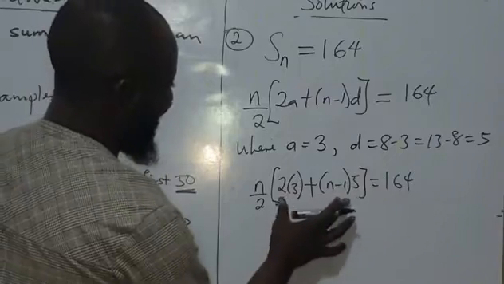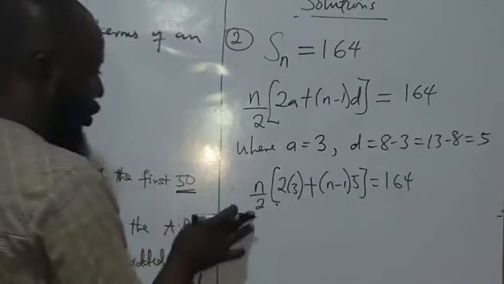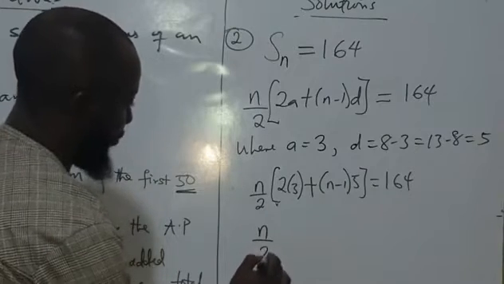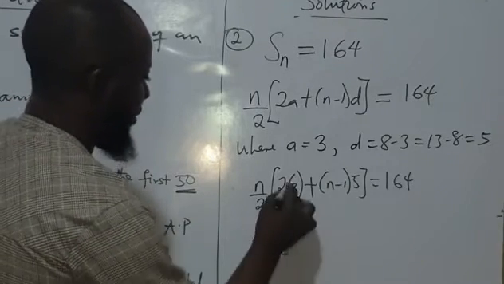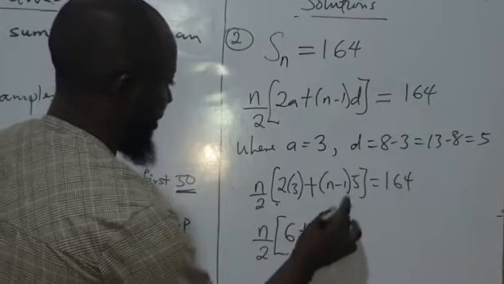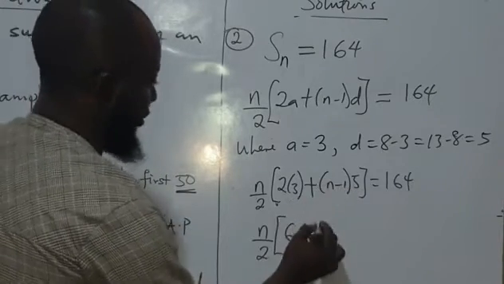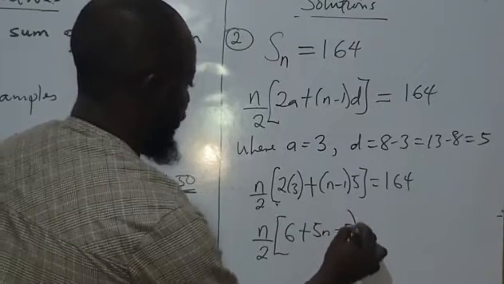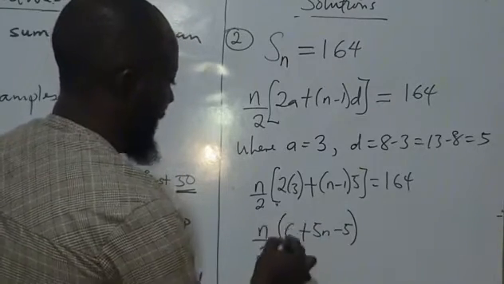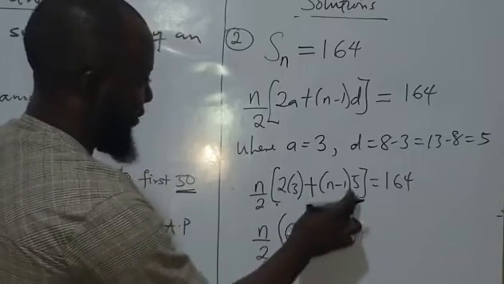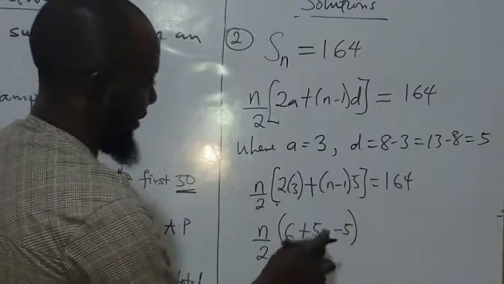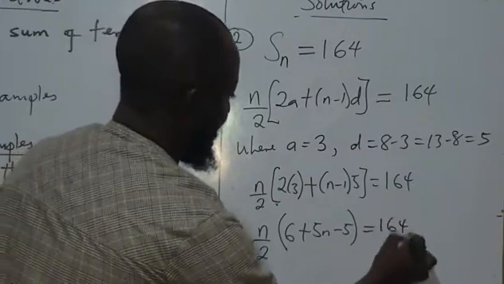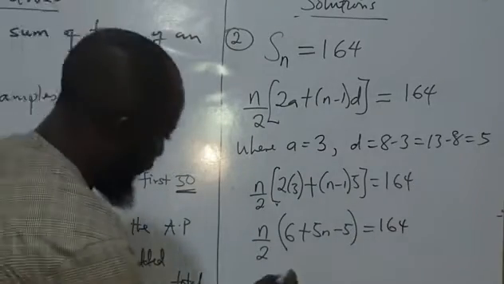So let's first of all deal with what we have inside the bracket. So that means we need to have n divided by 2 into brackets, this is 6 plus, let's use this 5 to open this one. That will be 5n, right? Minus 5. Then we'll close it. Again, 2 times 3 is 6. 5 times n is 5n. 5 times minus 1 is minus 5. Equals 164. I believe I'm making sense. Move on to the next one.